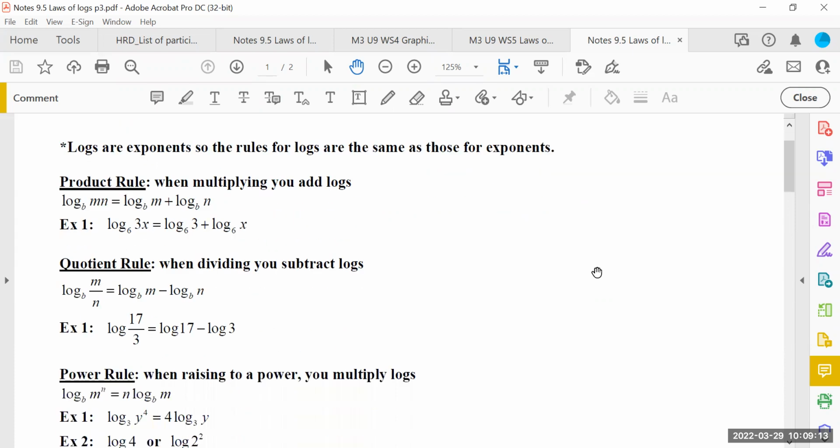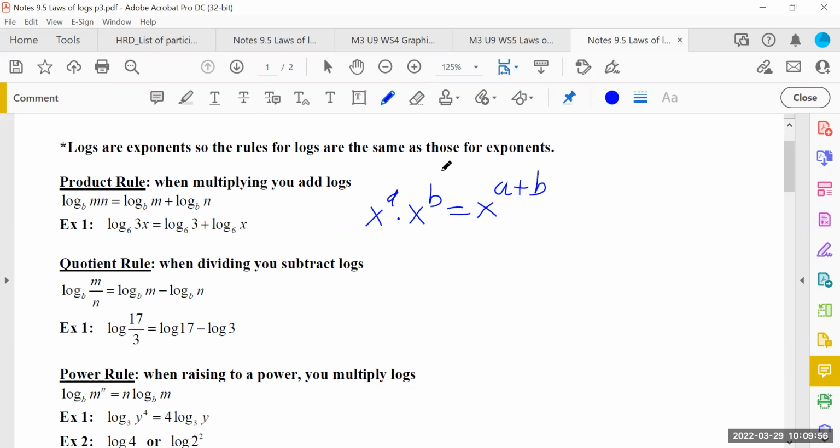So the product rule right here says that if I have two things multiplied together inside a log, I can split those into two separate logs that are added together. This log rule works because of the way exponents function. If I have x to the a times x to the b, if I multiply the bases, I can then add the exponents, x to the a plus b.